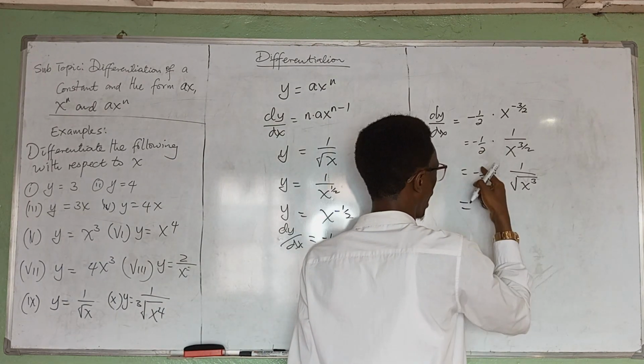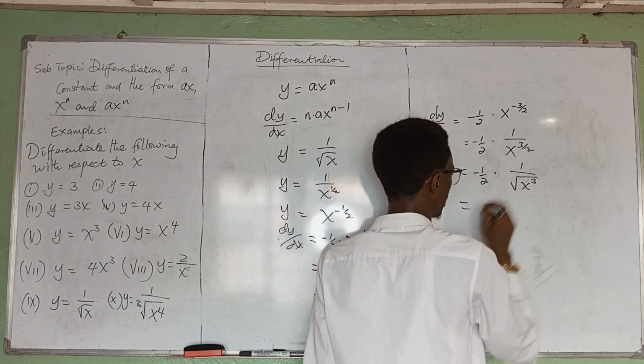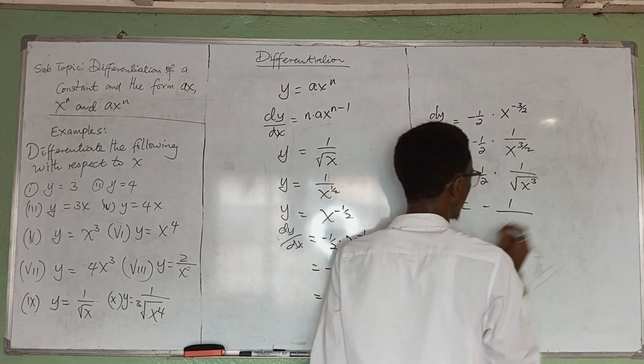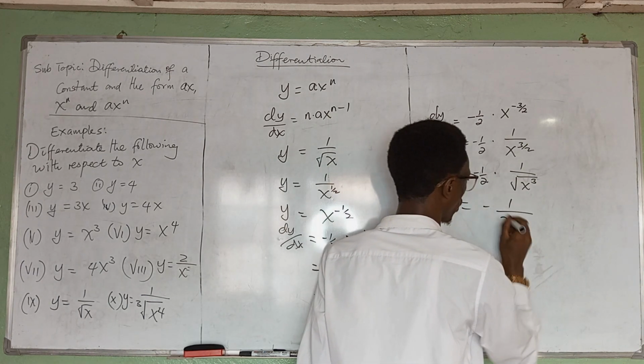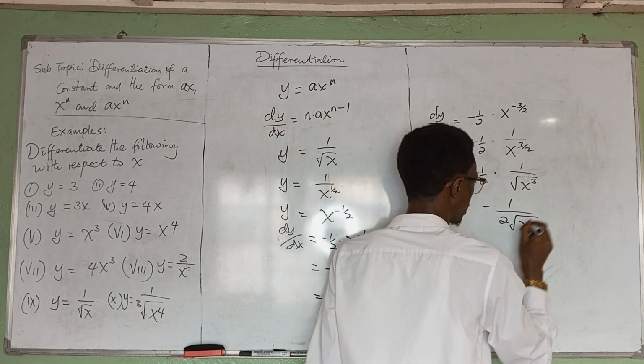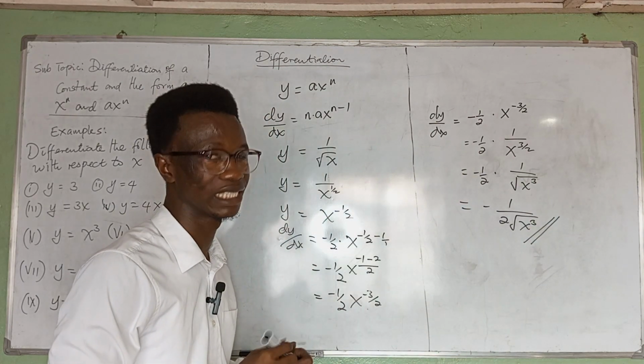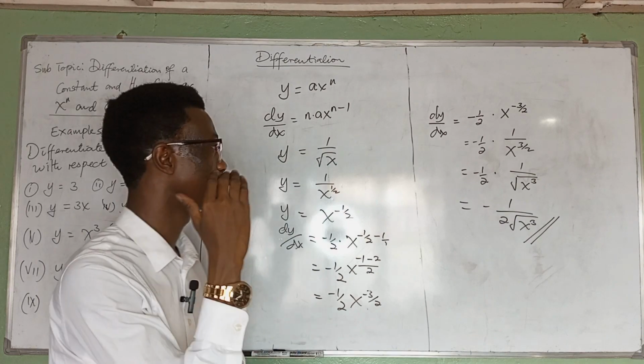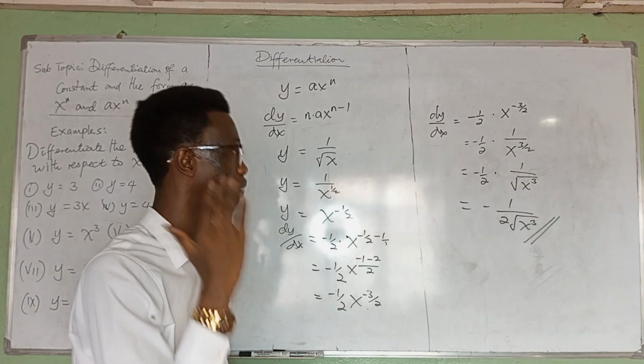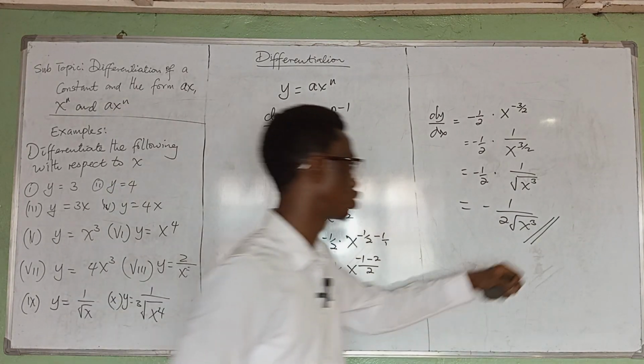Now if I join them together, minus 1 multiplied by this becomes minus 1, all divided by 2 multiplied by this becomes 2 roots x raised to the power 3, which becomes your final answer. So just take your time and break it down step by step, and you definitely get to this point.